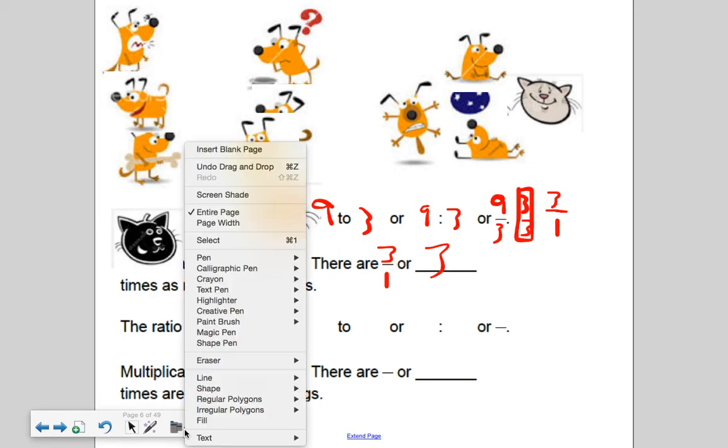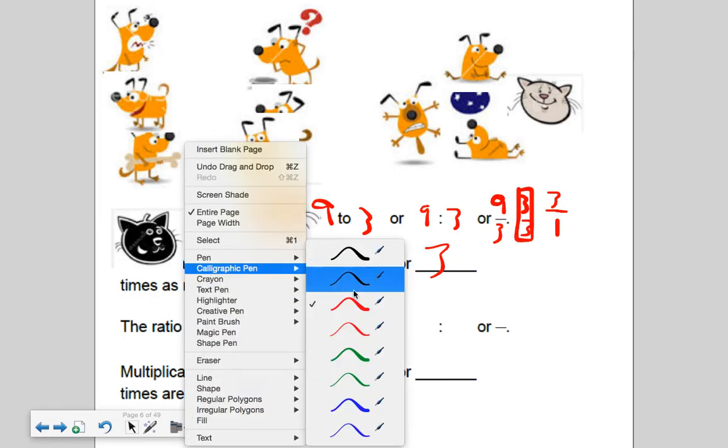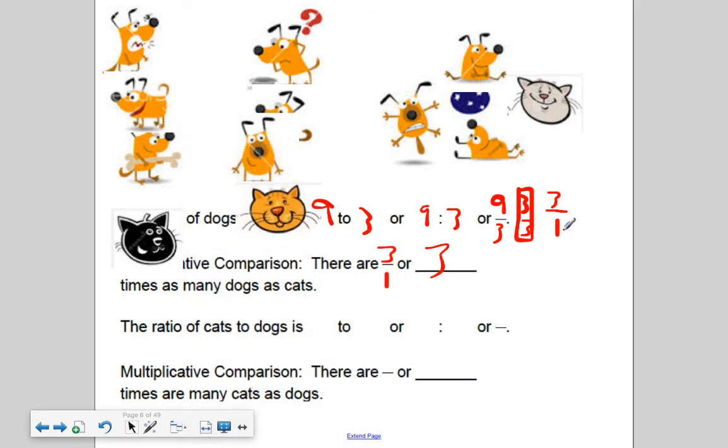In our subsequent lesson, we are going to be learning something called ratio tables, where you can say 3 dogs, 1 cat. You can build it up again. 6 dogs, 2 cats. 9 dogs, 3 cats. 12 dogs, 4 cats, and so on. So what's the ratio of cats to dogs? So we want to do another part to part.